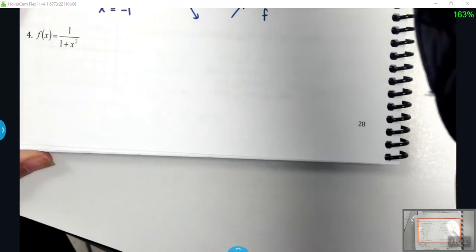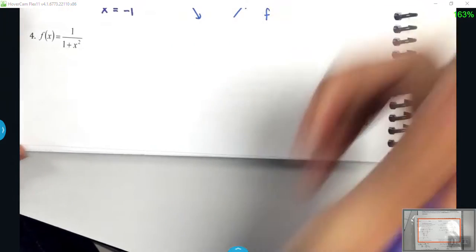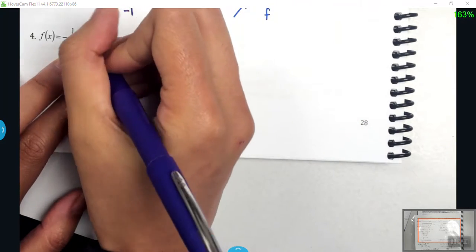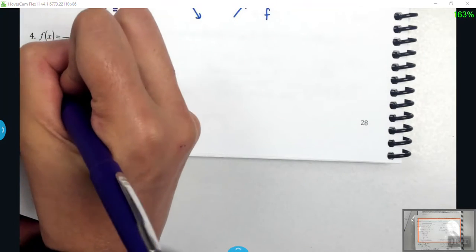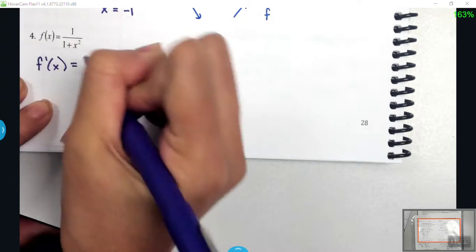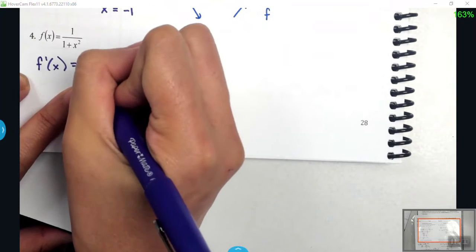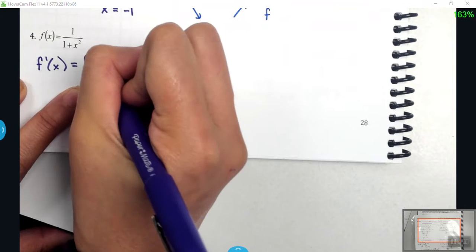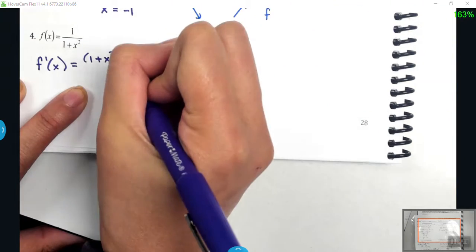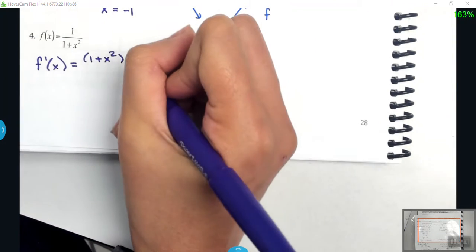And now number 4. f of x is 1 over 1 plus x squared. Take the derivative. Maybe I should have just done chain rule. Whatever.